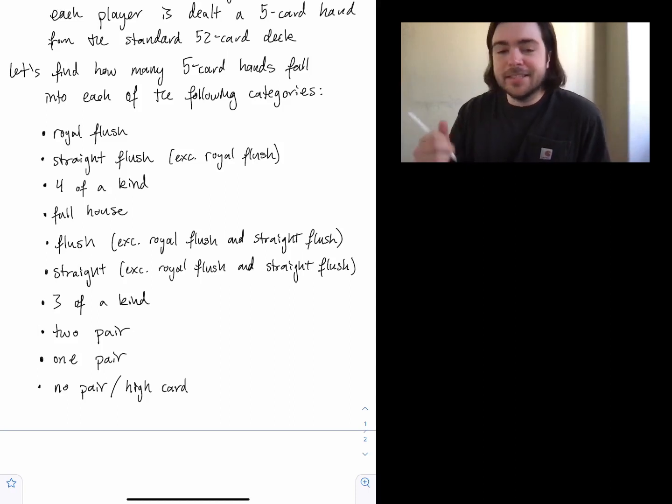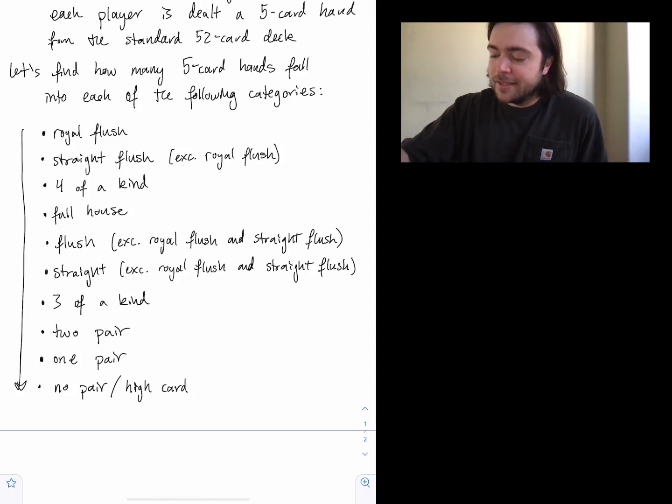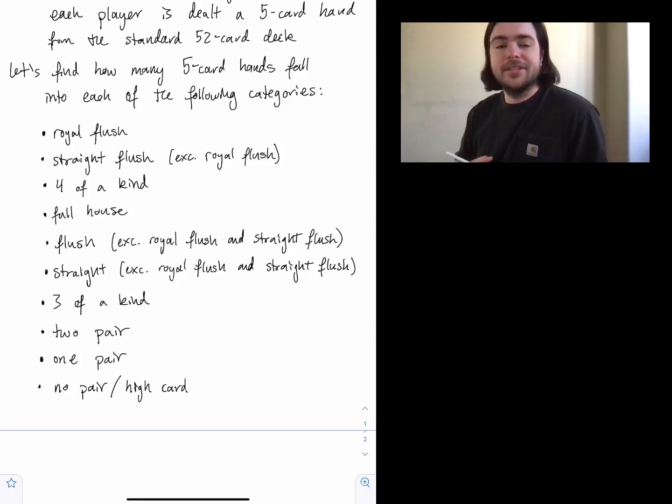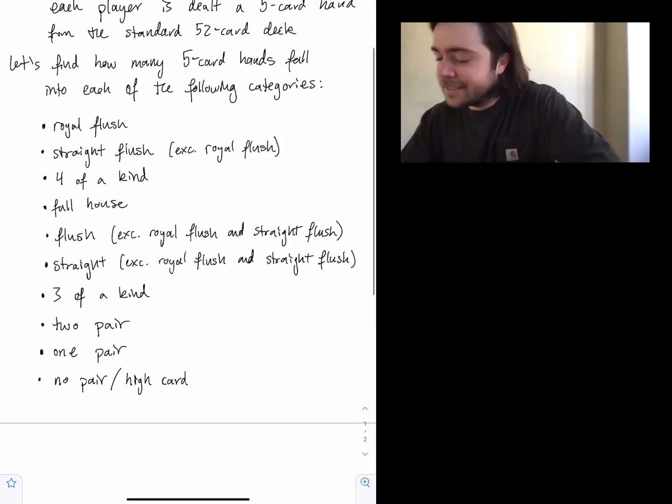And that's what we're actually going to see as we're counting. We're going to see that as we go down this list, the number of hands that fall into each category increases. So the hands that rank the highest, that beat other hands, are the ones that are the most rare. All right, so that's our game plan.